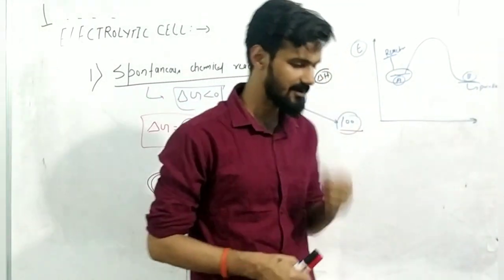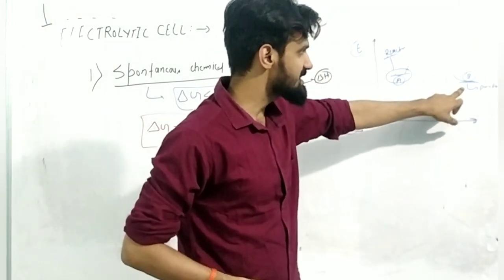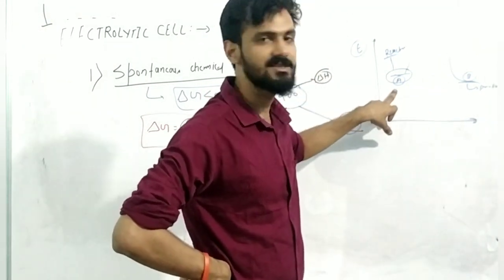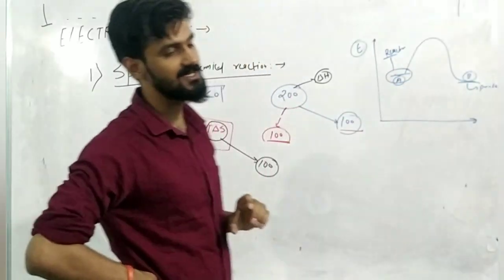Okay, because in our chemistry we have to discuss mainly the potential energy part. That's why the potential energy of product B is less than the potential energy of reactant A. That's why product B will be more stable. What is the meaning of this?